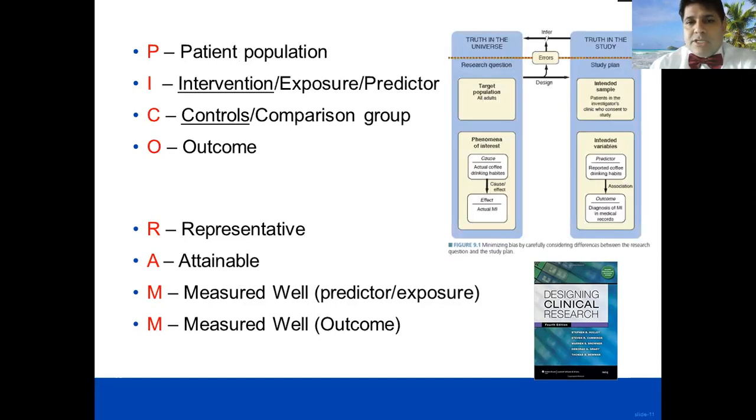And again, this comes from chapter number 9, and I would strongly recommend you read chapter 9 to understand this lecture well.